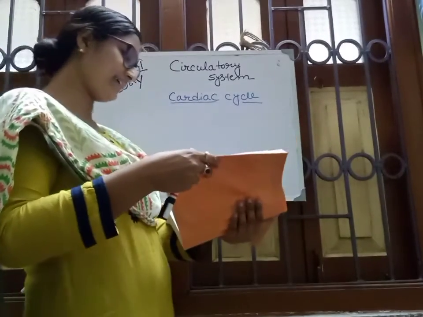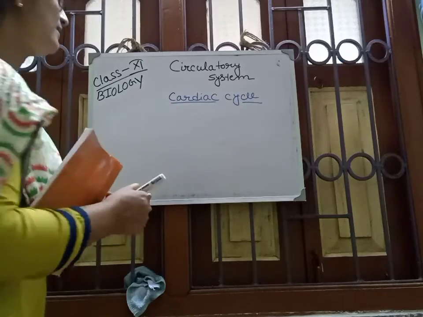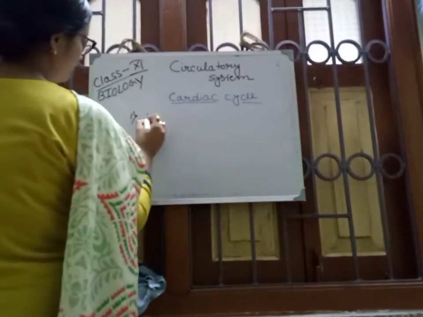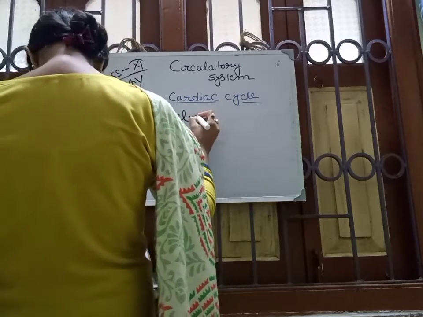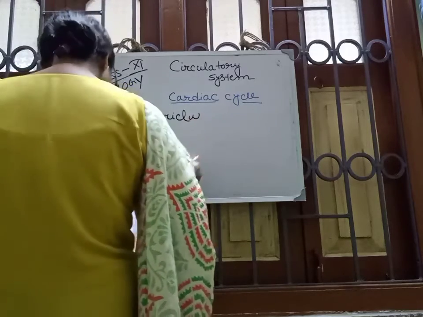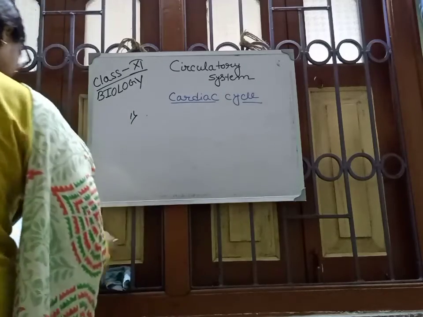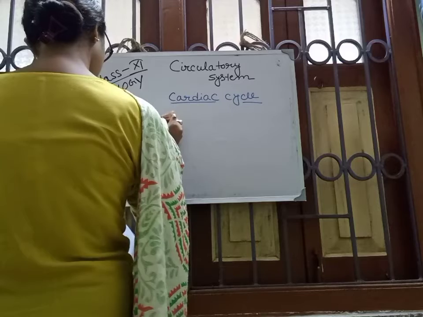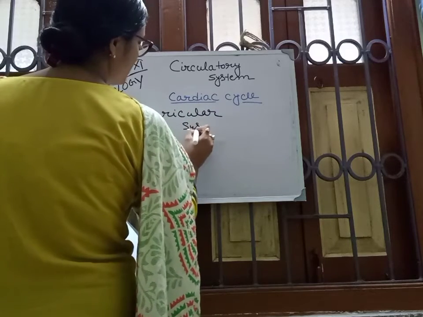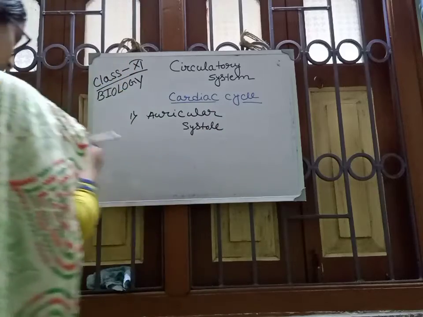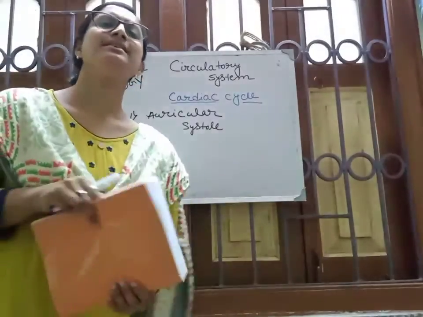During the cardiac cycle, the following events take place. The first one is the auricular, or atrial, systole. What happened in the auricular systole? Systole means contraction and diastole means relaxation.